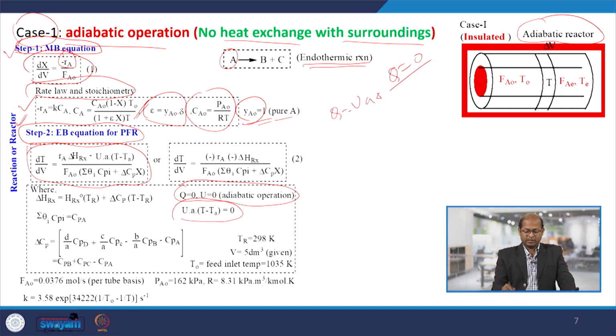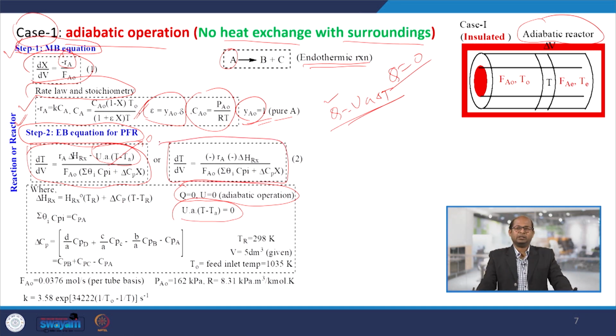U A delta T. So, if Q equals to 0, then this part we can eliminate, or this part would be 0. So, these equations we can write as this. Okay. So, the right hand term in that equation 2 we are eliminating, since we are operating that reactor in adiabatic mode. Then the equations would become like this.